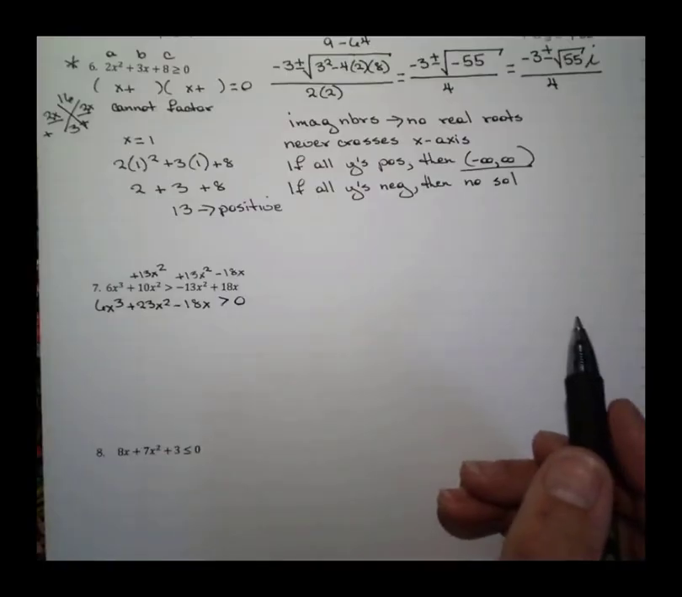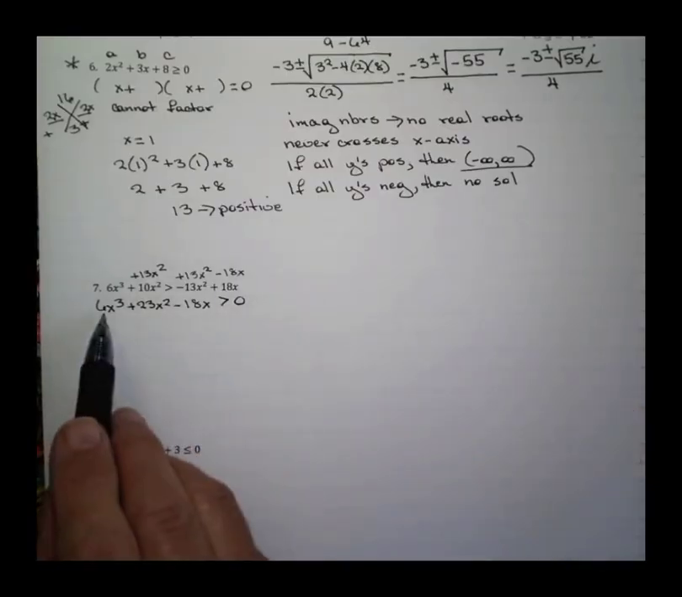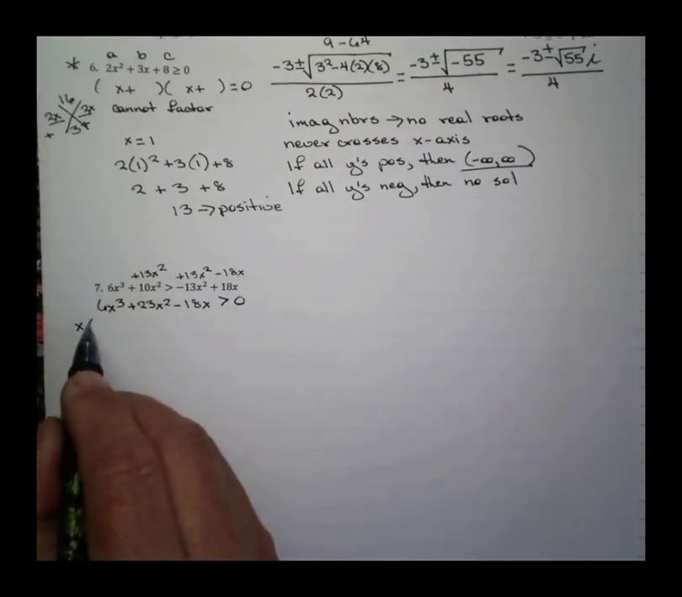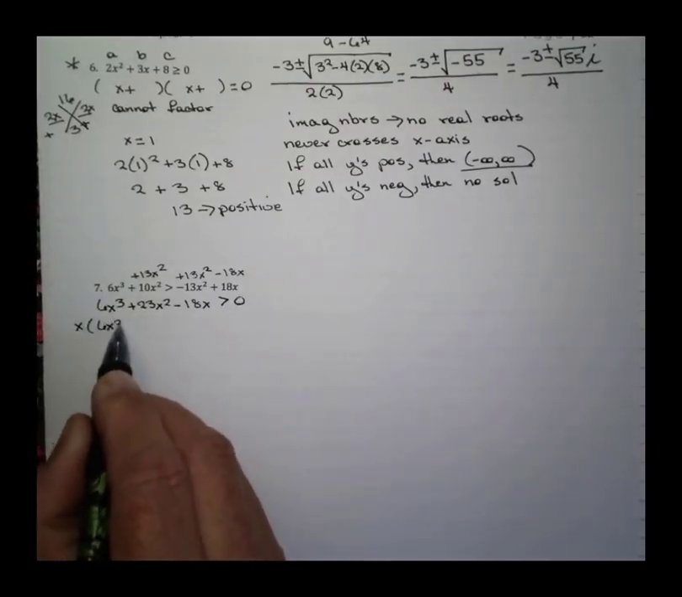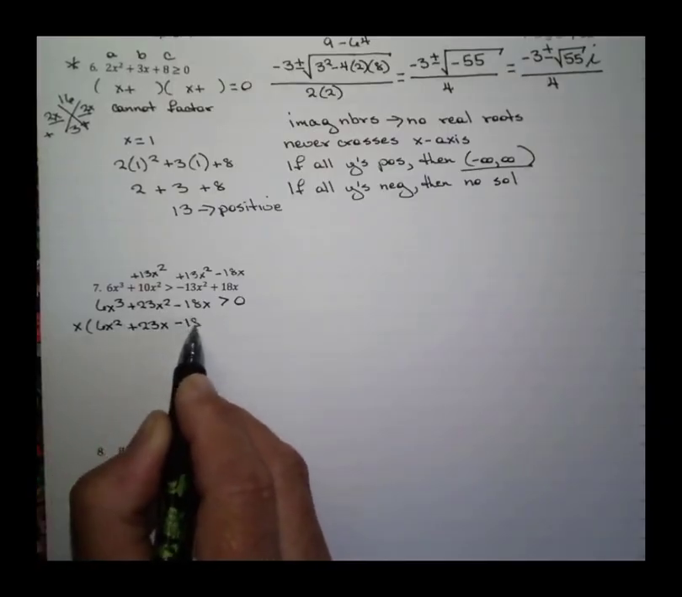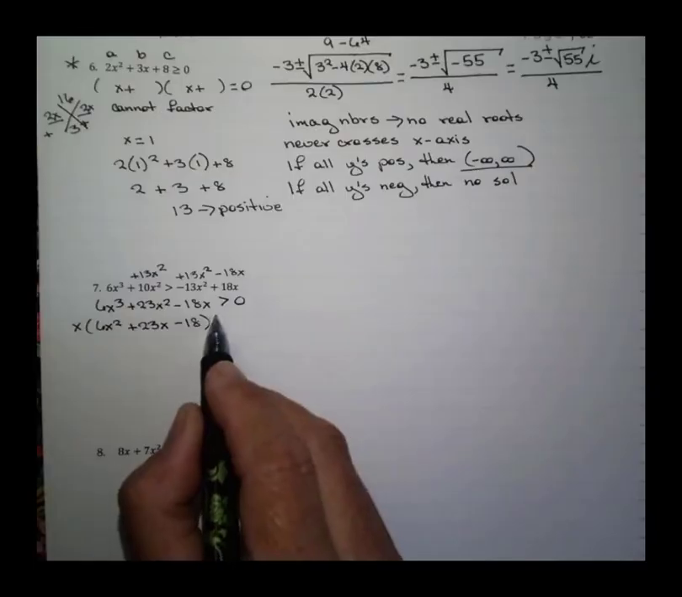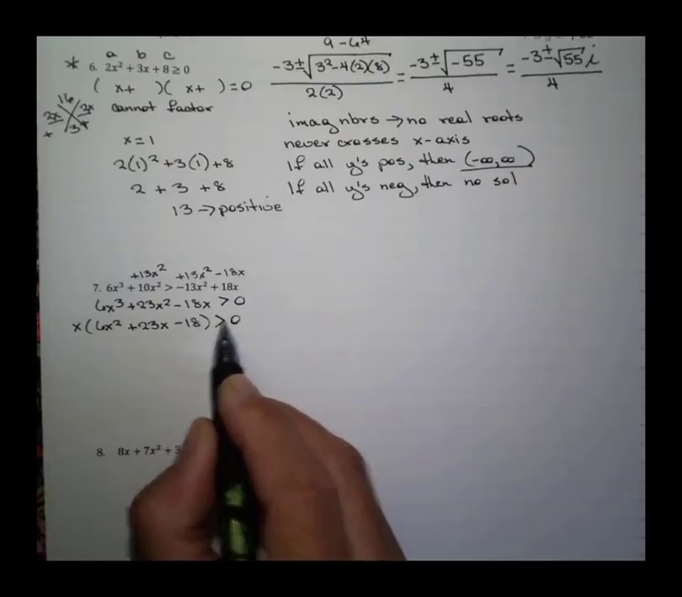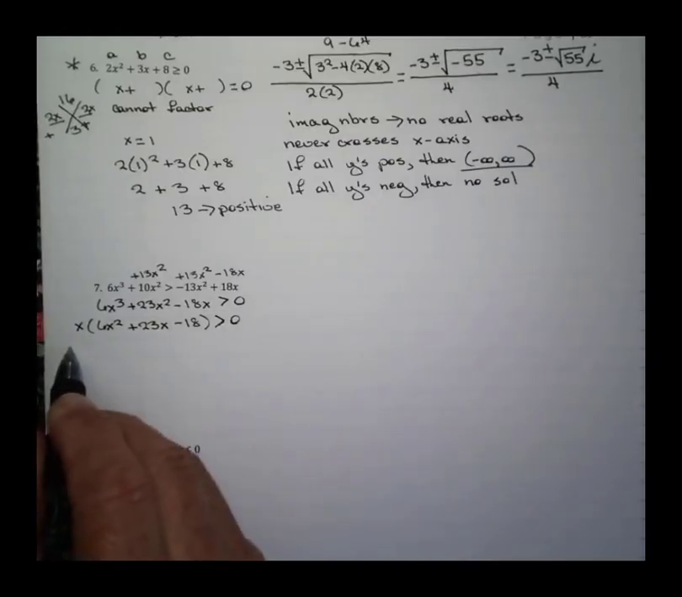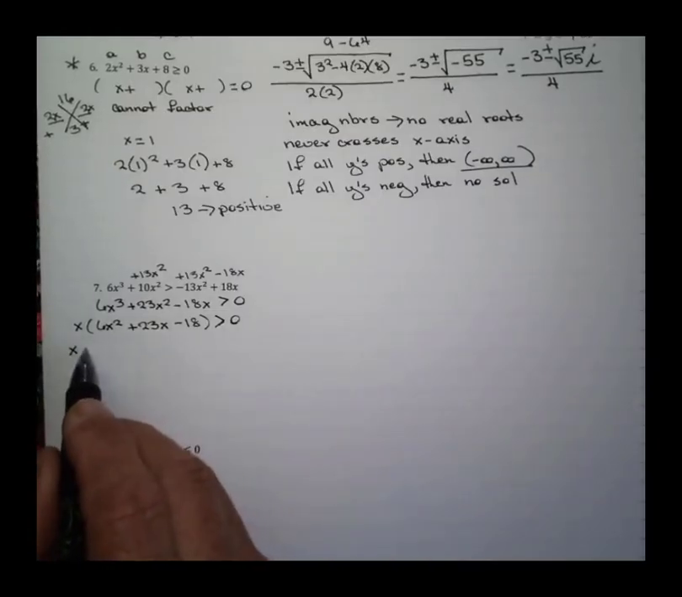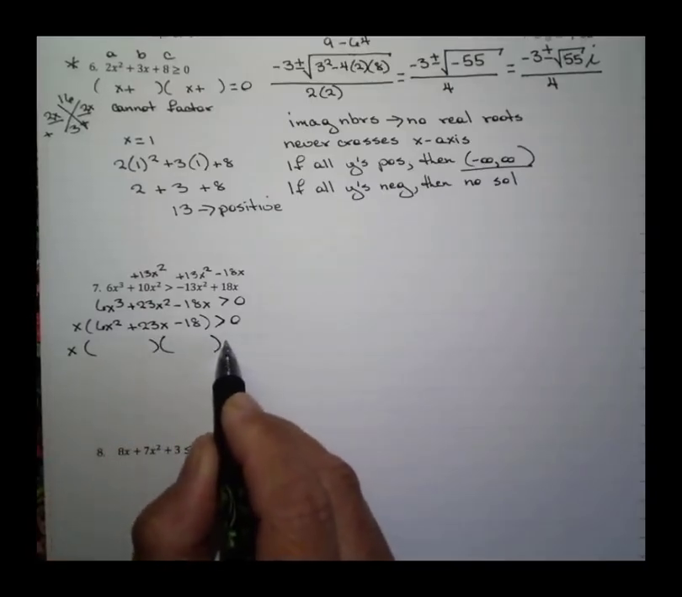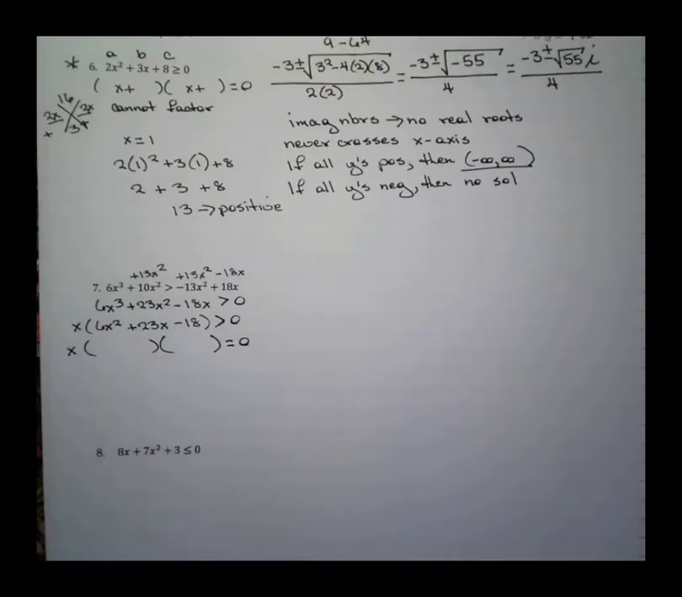So there's my function. And you can see I have a GCF of x, and I'm going to factor that out. So I'll have x times 6x squared plus 23x minus 18. And all of that is going to be greater than 0, or I could say equal to 0, because now I just want to get the roots, or the boundaries here. I'm going to see if I can factor this one, and I'll set it to 0 because I'm looking for boundaries.